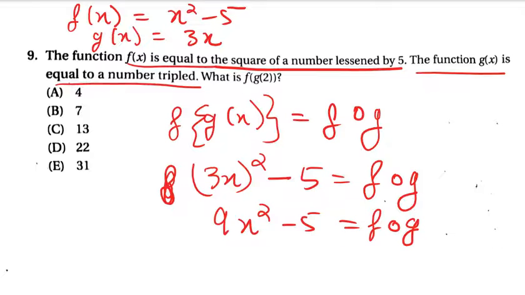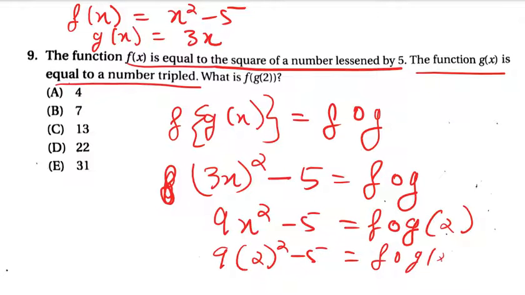Now f of g of 2, right? The question is saying f of g of 2. So 9 times 2 square minus 5 is f of g of 2. So that is 9 times 4, 36 minus 5, that is 31 is f of g of 2. So what is the final answer? The final answer is E. Wasn't this question simple? So this question was also simple.